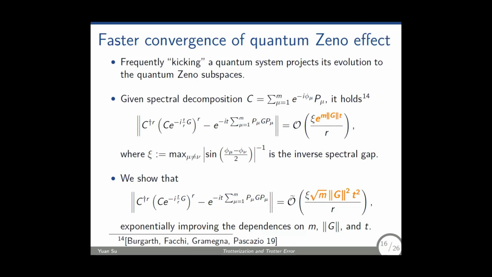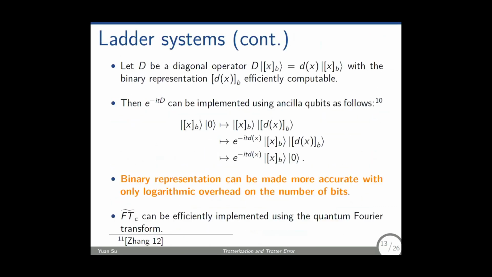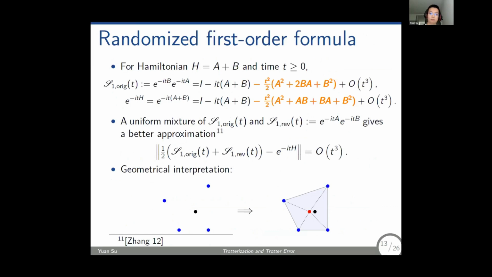Yeah, there is a question. Someone was curious about when you would use this randomized method over second order Trotterization, which also has this T cubed scaling. What's the question? Yeah, what's the advantage, why would someone use this instead of second order Trotter?